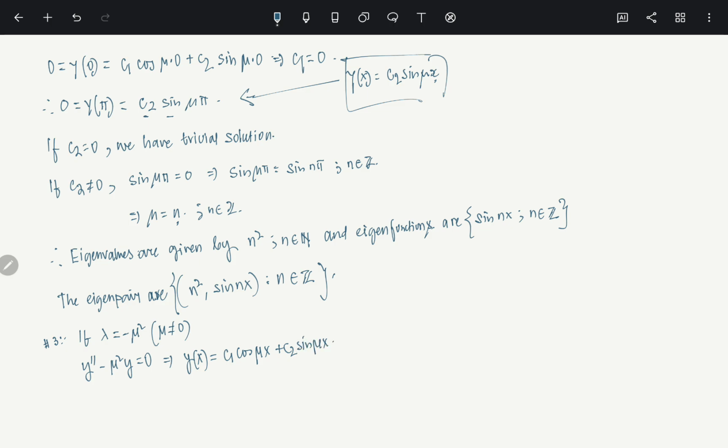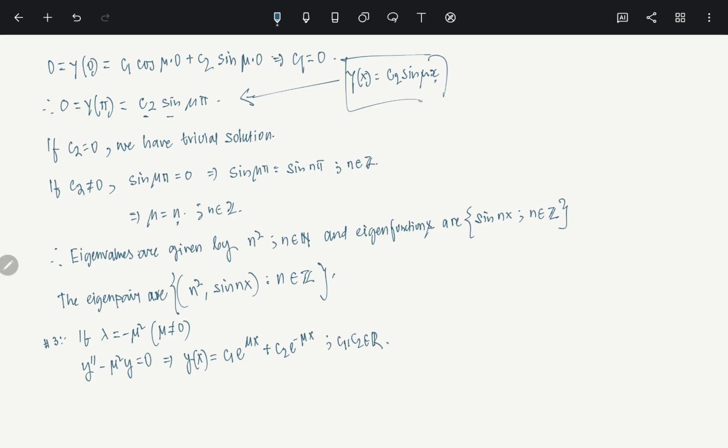Sine mu x, right? Yes. Sorry, this shouldn't be the case. I am writing this is a mistake. It should be y of x equals c1 times e to the power mu x plus c2 times e to the power minus mu x. Okay, c1, c2 is in R.